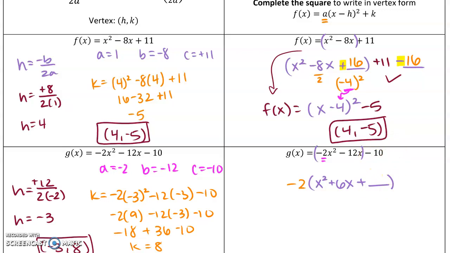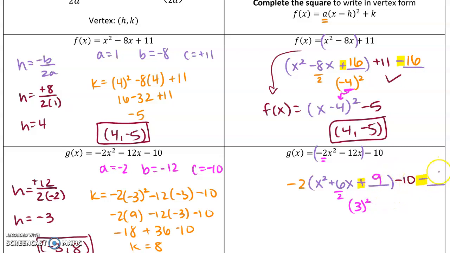Then don't forget about that minus 10 on the outside. But then, once again, you have minus blank, right? These signs should be the opposite. Okay, so let's fill in that blank just like we did before. We're going to divide this 6 by 2, so that stays the same, 3. You square it, so 9 goes in the blank.